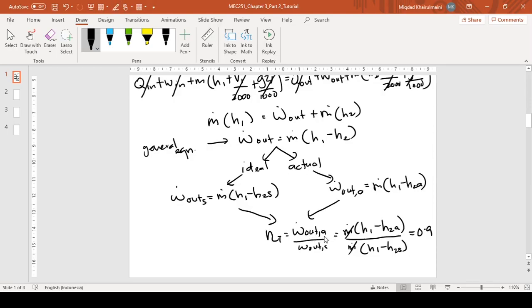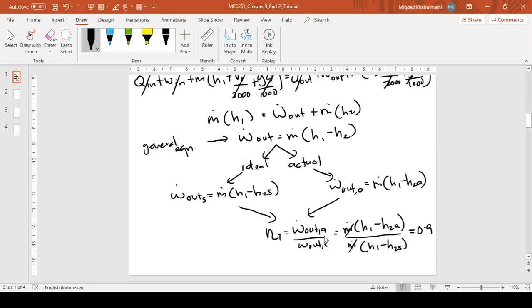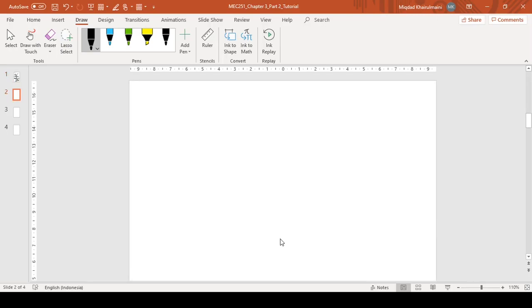Okay, so next, to find the work output actual, it is m dot (h1 minus h2a). So this is number 2. Okay, so next is step 3. So we have to write the equation. We have to find the properties.